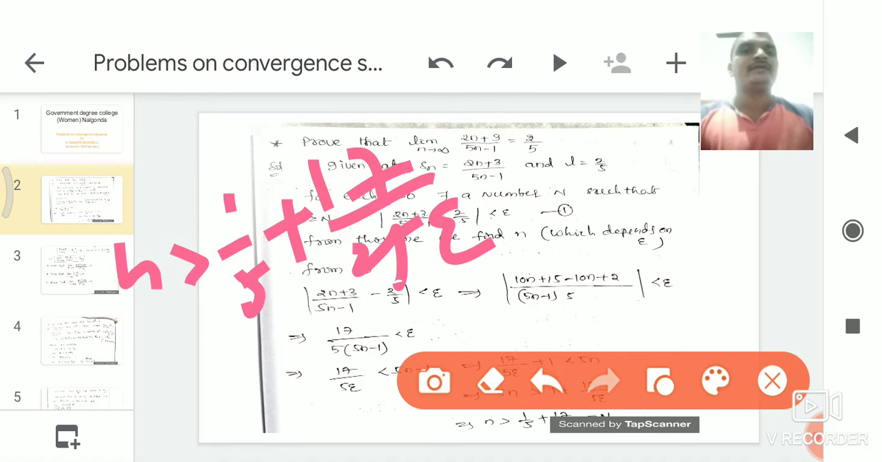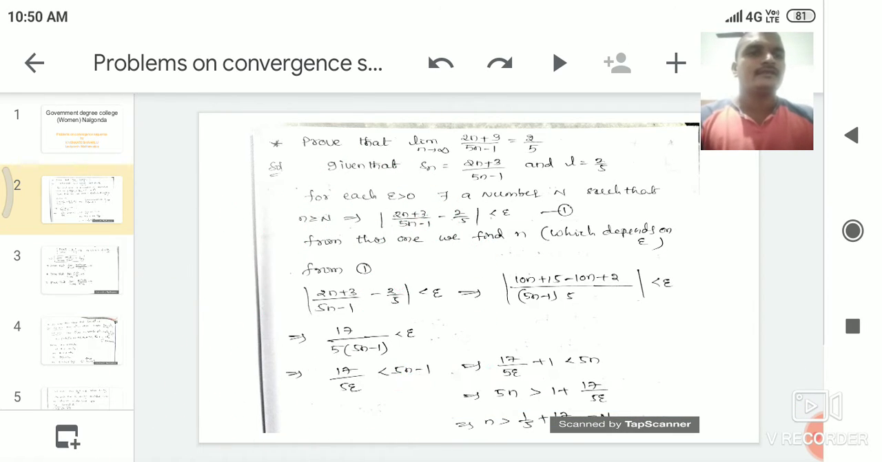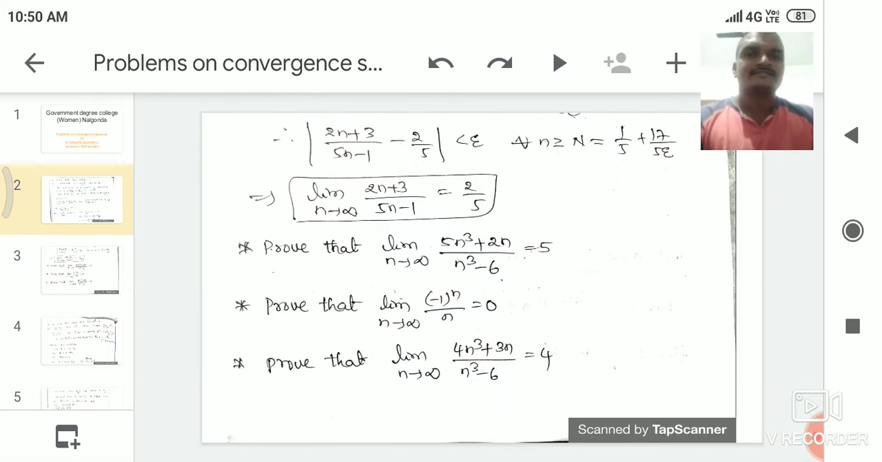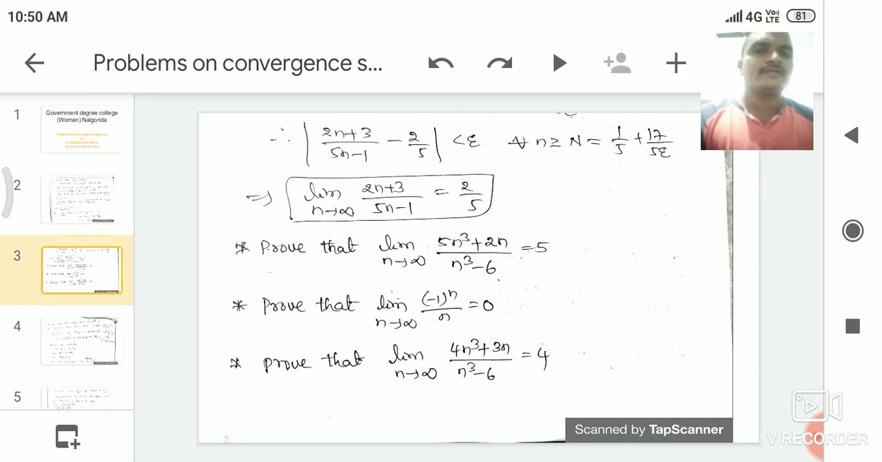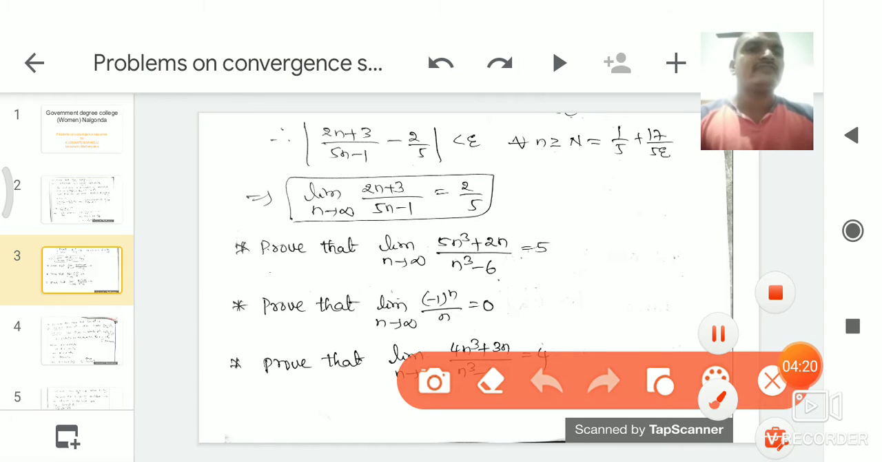So this value must be a natural number. If we take epsilon equal to 0.1 or 0.5, then the total is taken as a natural number. Here n greater than 1 by 5 plus 17 by 25 epsilon. Next slide. From that we get mod (2n plus 3) by (5n minus 1) minus 2 by 5 less than epsilon for every n greater than or equal to N, where N is 1 by 5 plus 17 by 25 epsilon.